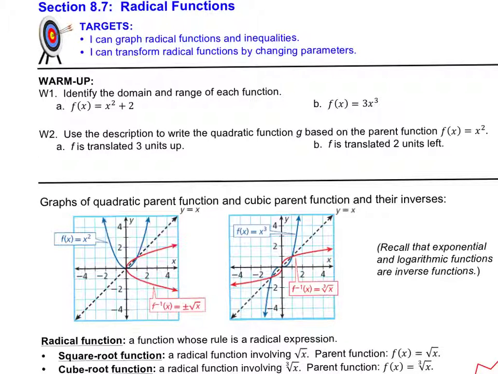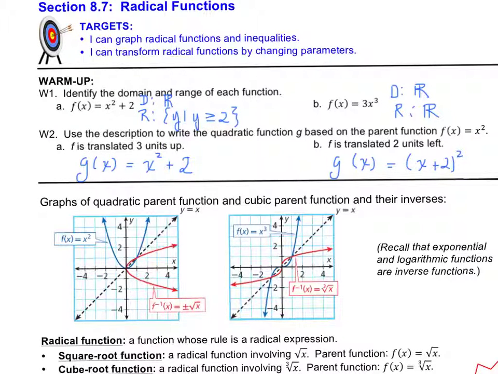Lesson 8.7 looks at graphing radical functions and inequalities and also transforming radical functions. I'd like to start by having you look at the warm-up, the first one where you identify the domain and range for each function, and the second where you are writing a translated function for the parent function that they give you, f of x equals x squared. So if you'll pause this now and complete the warm-up.